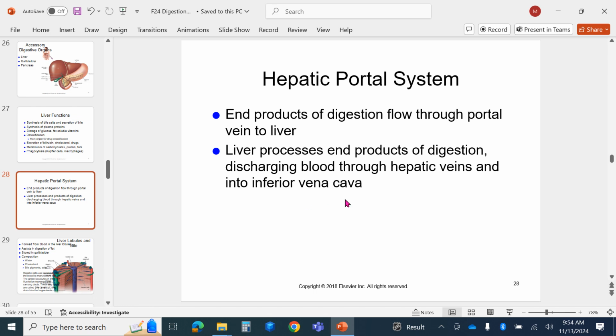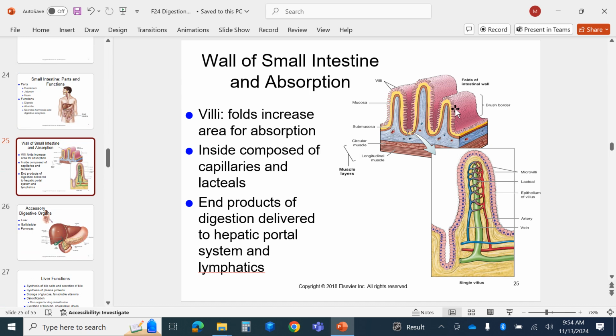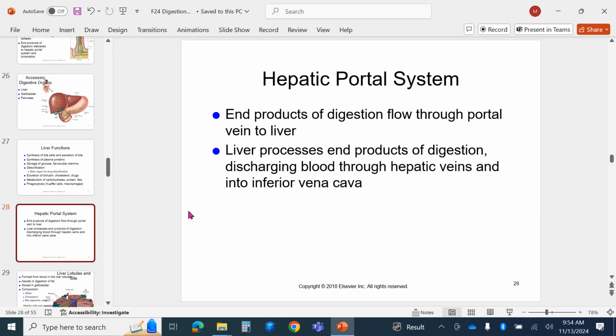The hepatic portal system. The whole idea is that once the food gets absorbed through the inner wall of the small intestine, there is a kind of mini highway between the intestines and the liver. The whole point of this hepatic portal system is to move nutrients that have just been absorbed and detoxify them, make sure that they're clean and ready to deposit into the blood system. So this is what we call the hepatic portal system.